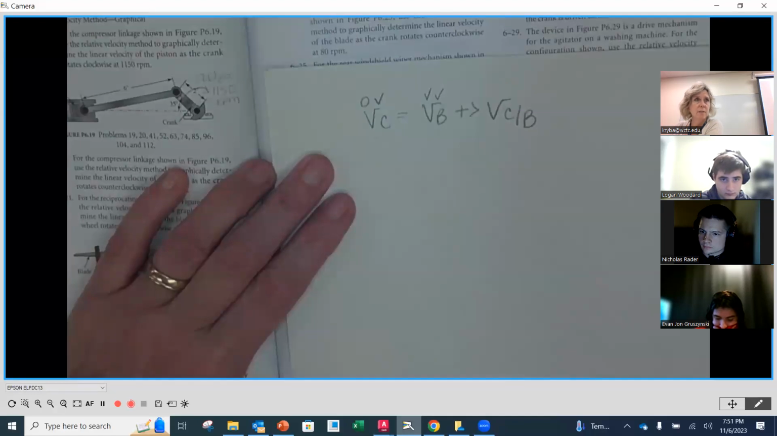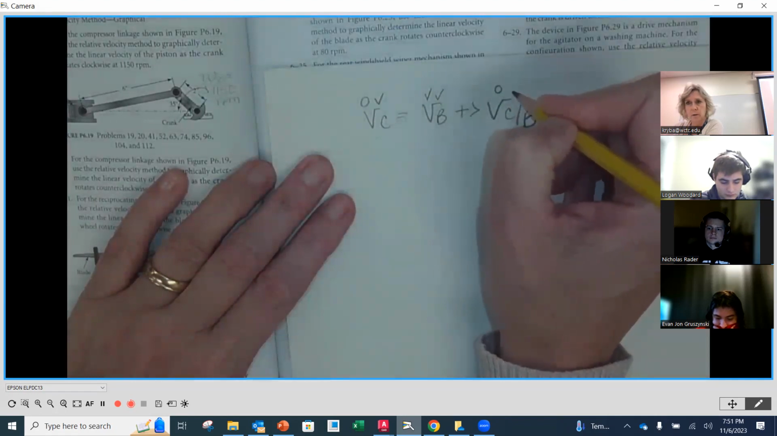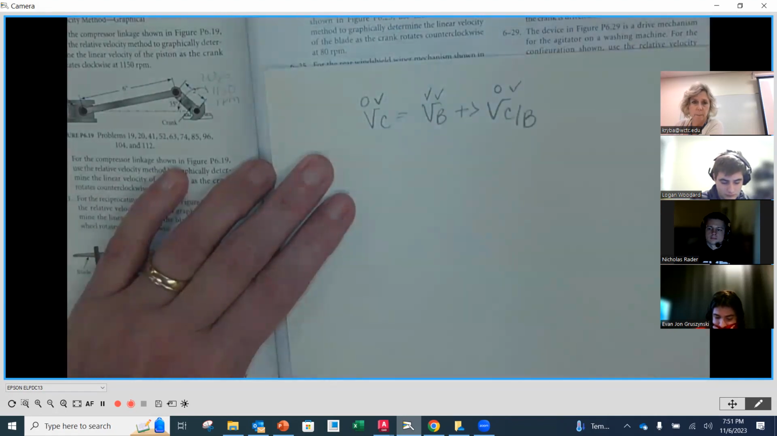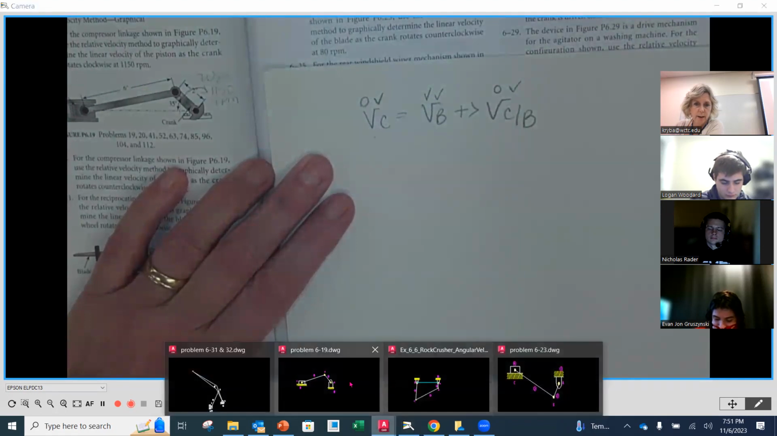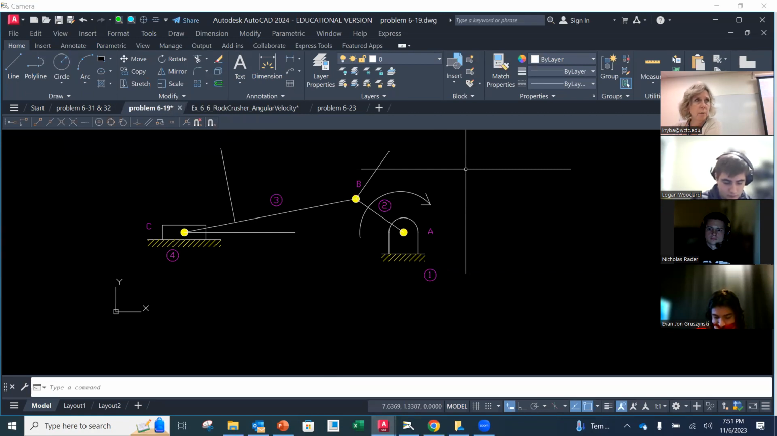And then the velocity of C relative to B, that one also, the magnitude is unknown, but I do know its line of action or its direction. So if I go back here, that's going to be perpendicular to link number 3. Link number 3.